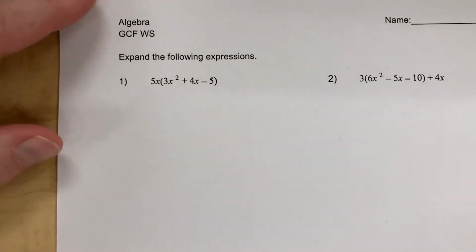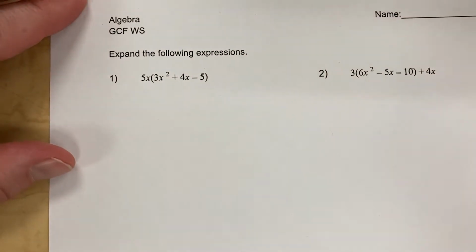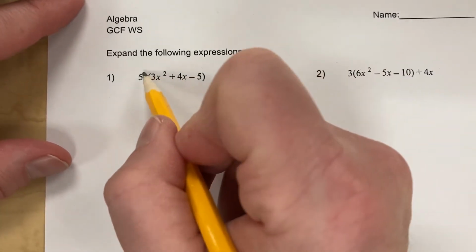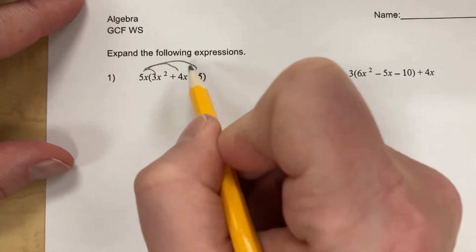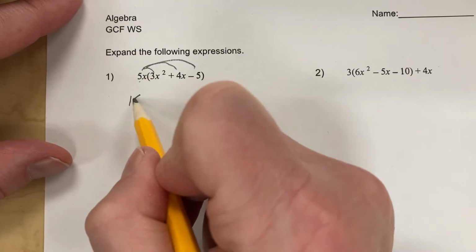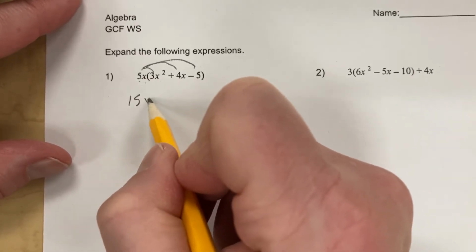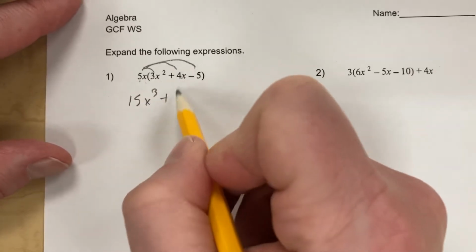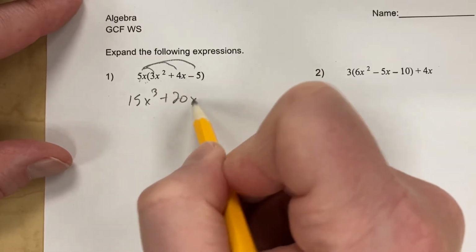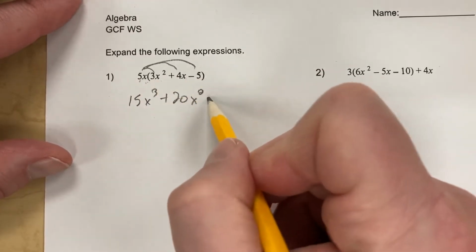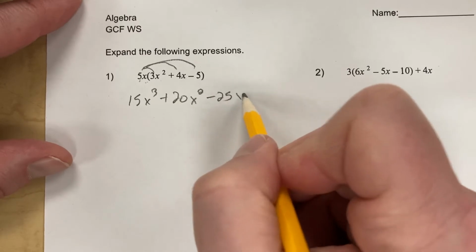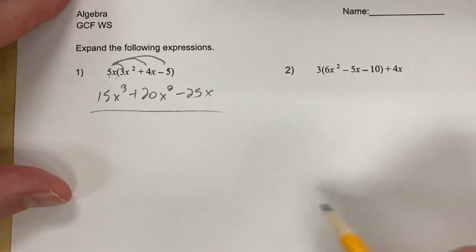All right, this is the greatest common factor worksheet. First, we're going to expand and just do a quick little review here. So if I take 5x times all these, 5 times 3 is 15. X times x squared would be x to the third. 5 times 4 is 20. X times x is x squared. 5 times negative 5 is negative 25. We have that x. That's our answer.